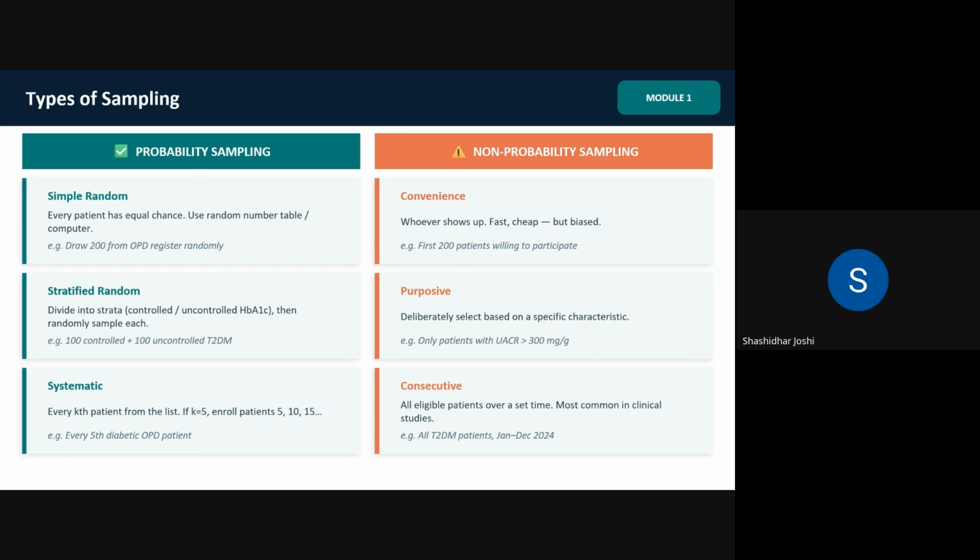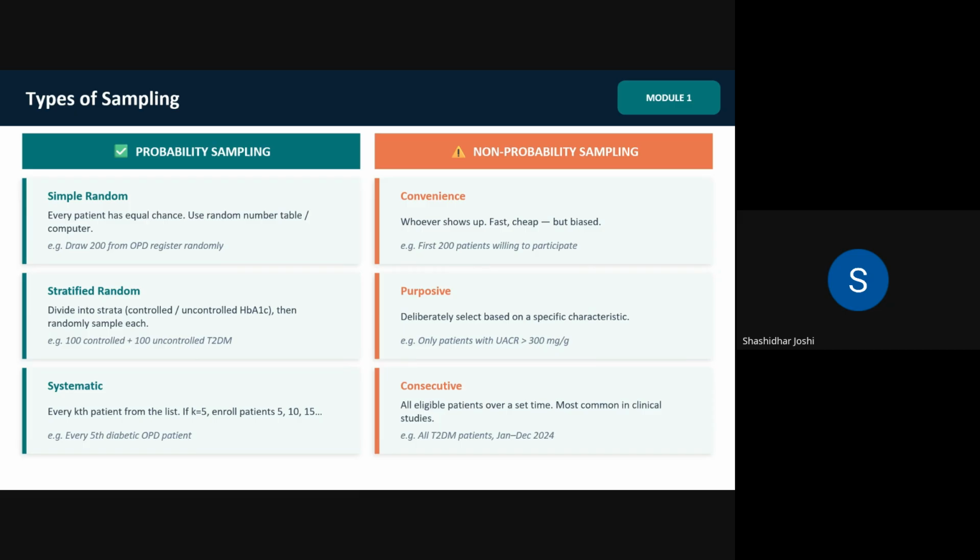Now, the third sampling method is systematic sampling, which is also quite scientific. You are basically selecting, say, every fifth diabetic OPD patient, every sixth diabetic OPD patient, and things like that. So that's up to you. Whatever number you want to use, fifth or sixth or seventh or whatever, you can choose that.